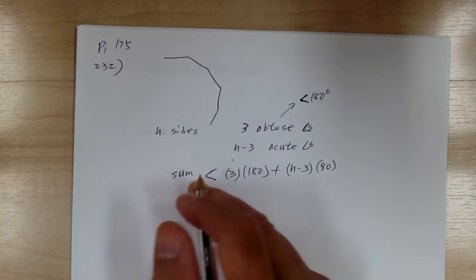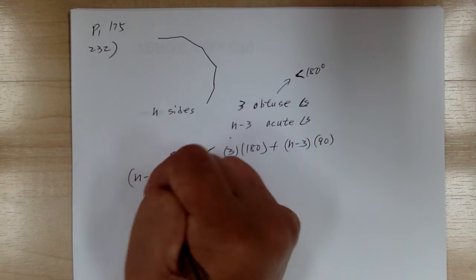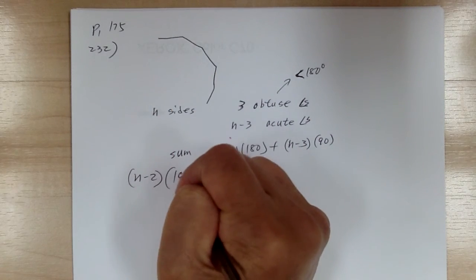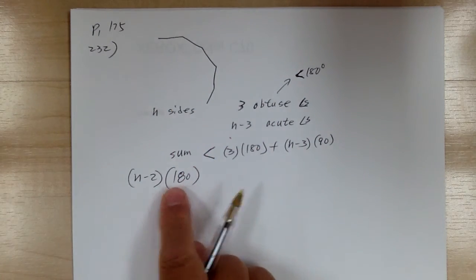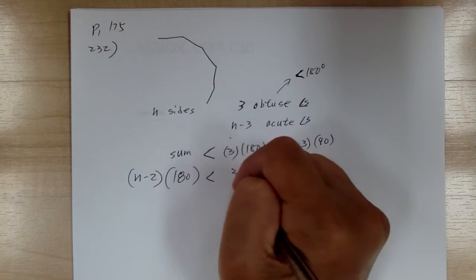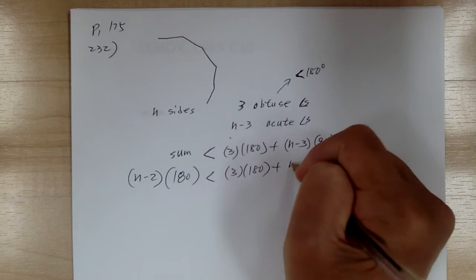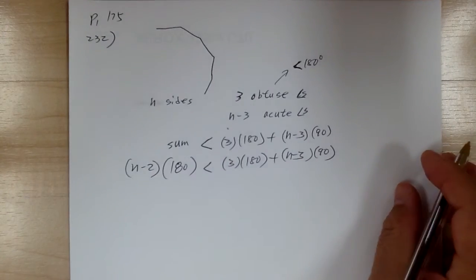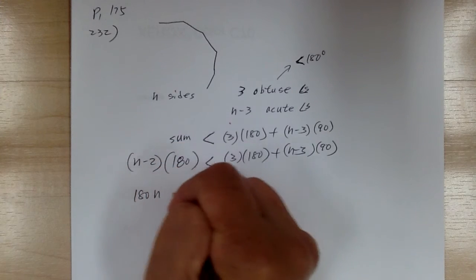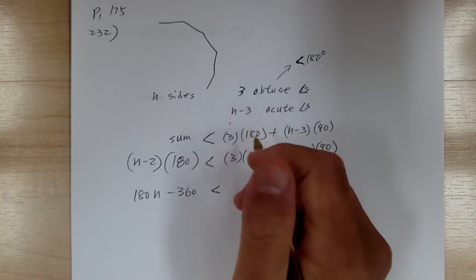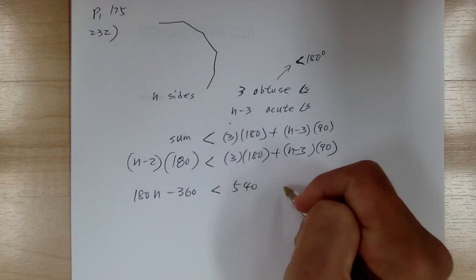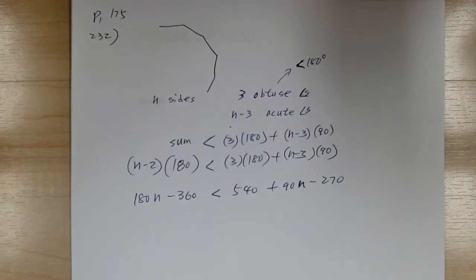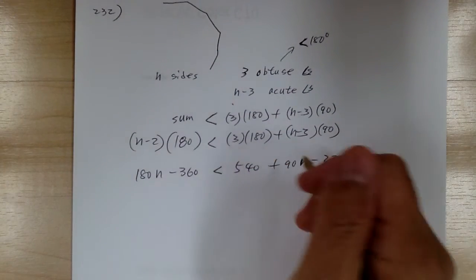And we know the formula for the sum of the angles is n minus 2, the number of triangles you cut into, times 180 for each triangle, and this has to be less than that. So now we can figure these things out. You get 180n minus 360 has to be less than 540 plus 90n minus 270.